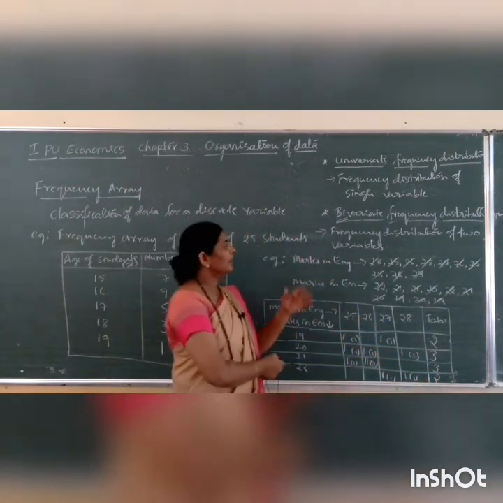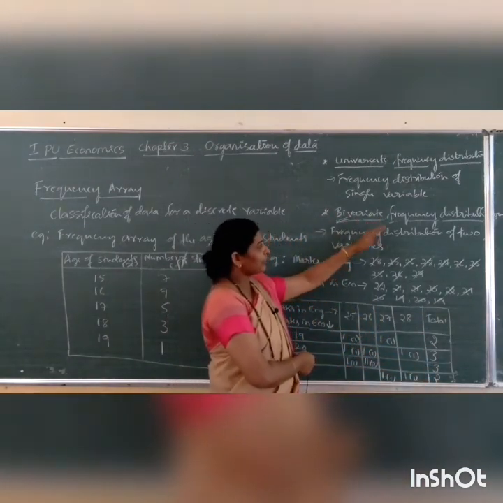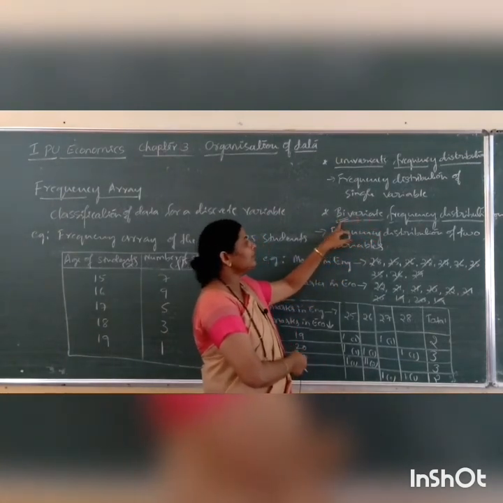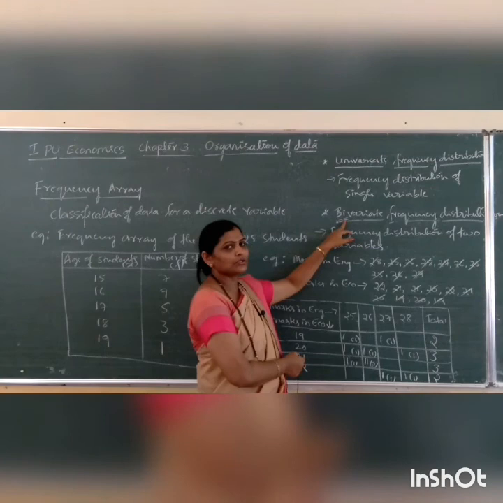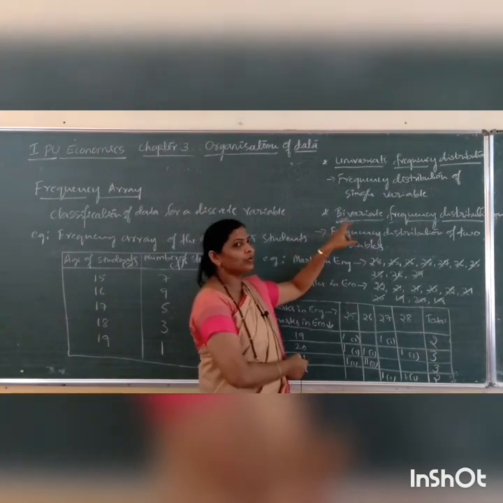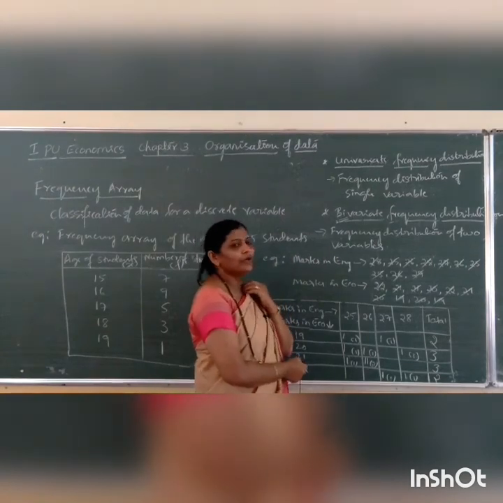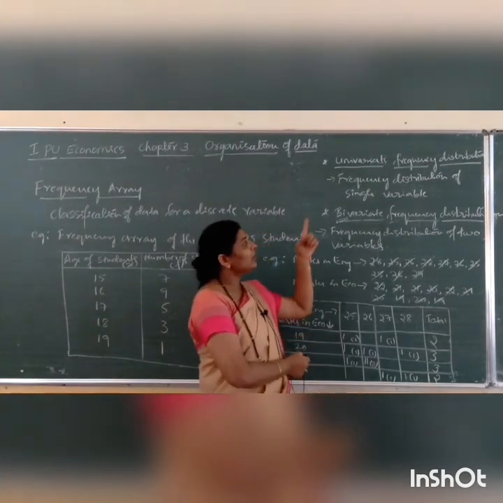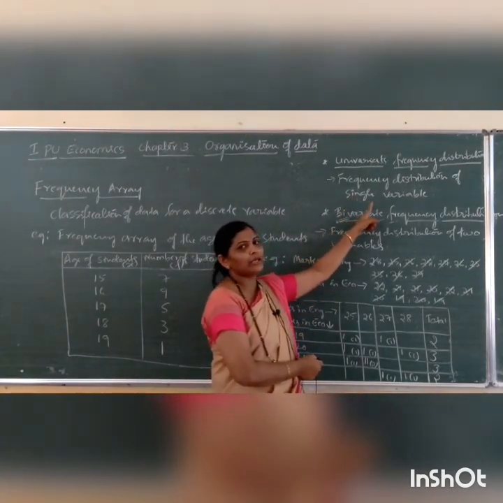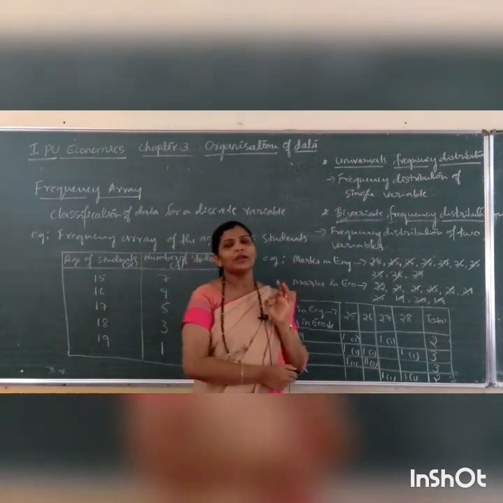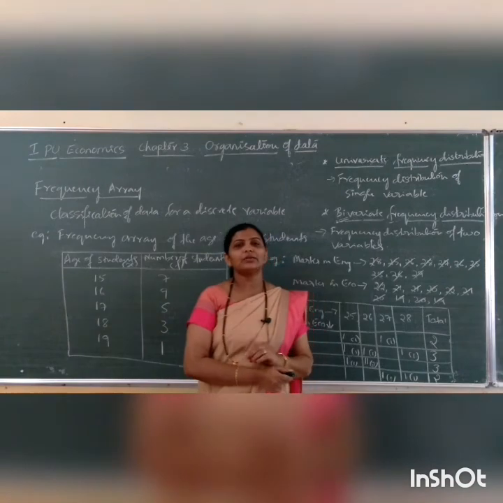So in this way we make frequency distribution of two variables, that is called bivariate frequency distribution. Frequency distribution of only one variable or single variable is called univariate frequency distribution. I hope all the concepts are clear to you. Thank you.